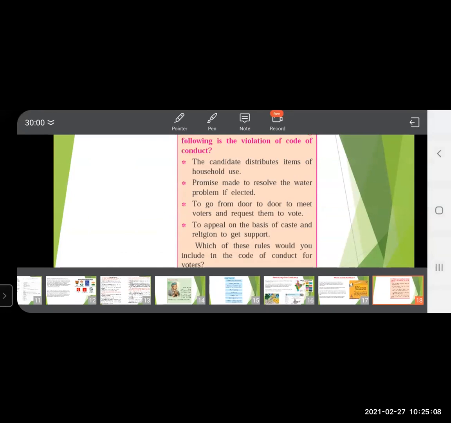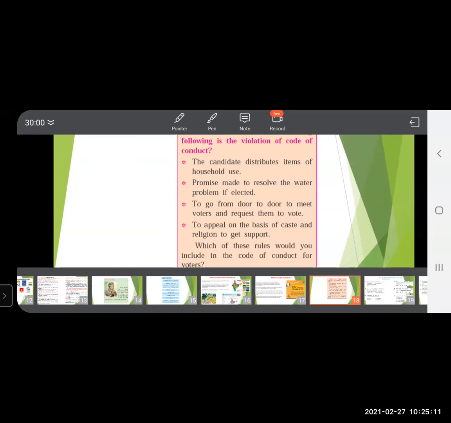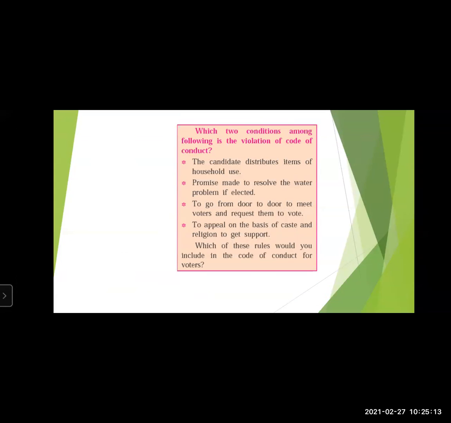Then we have one question which is there on page number 77 of your textbook. Which two conditions among the following are the violation of the Code of Conduct? The first one is the candidate distributes items of household use, promise made to resolve the water problem if elected, to go from door to door to meet voters and request them to vote, to appeal on the basis of caste and religion to get support.